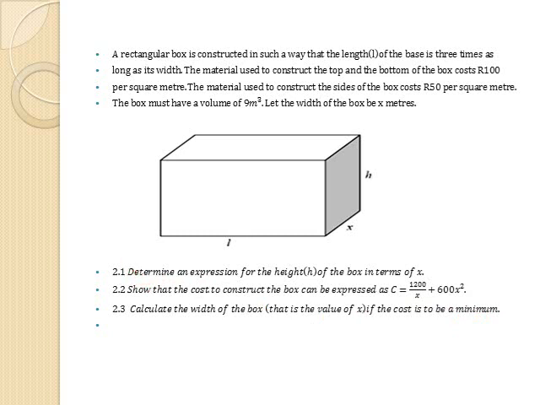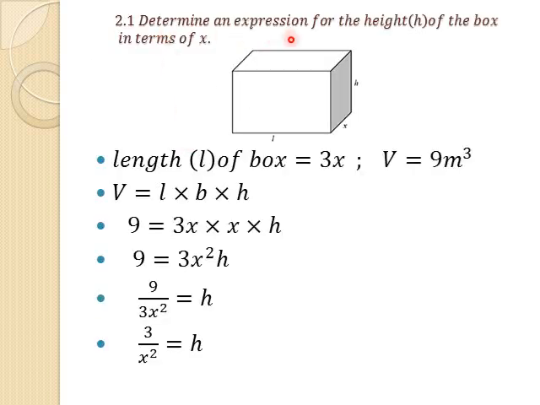So let's look at the problem. Determine an expression for the height of the box in terms of x. Number 1, we need to know that the length is 3 times that of the width, so L equals 3x. The volume given was 9 meters cubed. Because they gave me volume, I'm going to use volume to solve for h. So volume equals length times breadth times height. Volume is 9, length is 3x, my breadth is x, and my height is h.